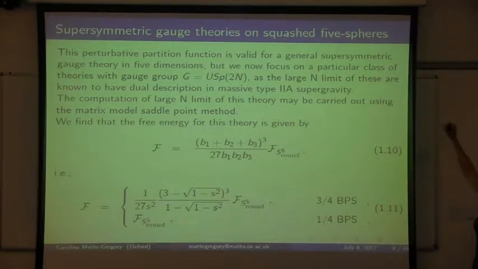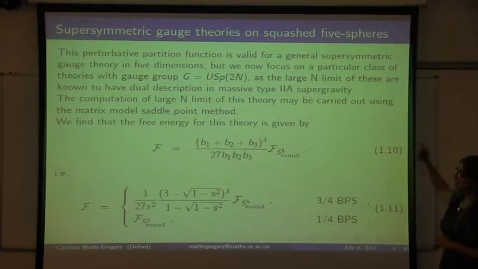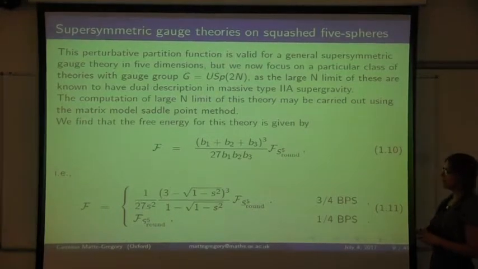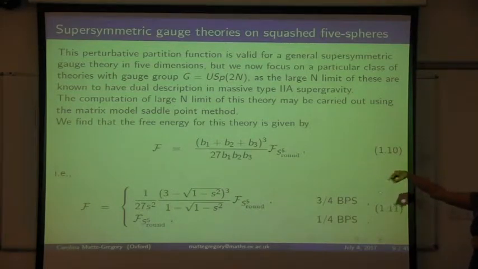Now the computation at large N can be carried out using the matrix model saddle point method. This was developed by Jafferis and Pufu. They also saw that the perturbative partition function is actually enough. You don't need to look at the non-perturbative one because their contributions will be suppressed in the large N limit. So after doing this computation, what you find is the free energy given by this. So it's only a function of these B's that we just saw.